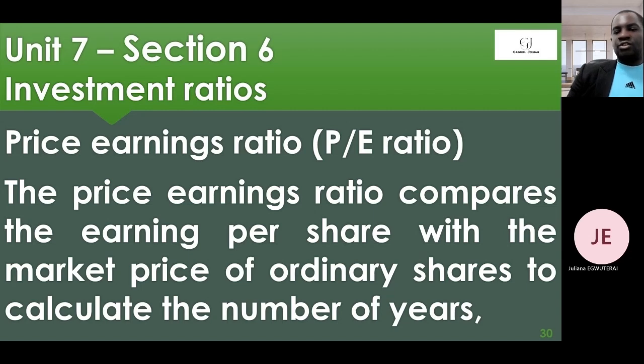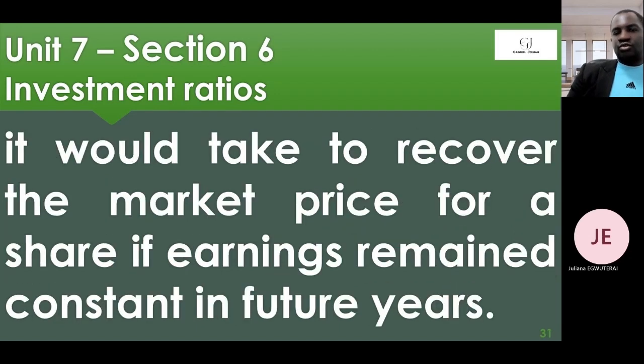So the market price is good, and it helps investors to calculate the number of years it will take to recover the market price for the share if earnings remain constant in future years. So how the company is doing each year influences how the market sees the company and the value. So I can call market price per share the goodwill of the company. In consolidation, they call it goodwill. Goodwill is not seen, but it is the amount the company is valued as a brand to people outside.